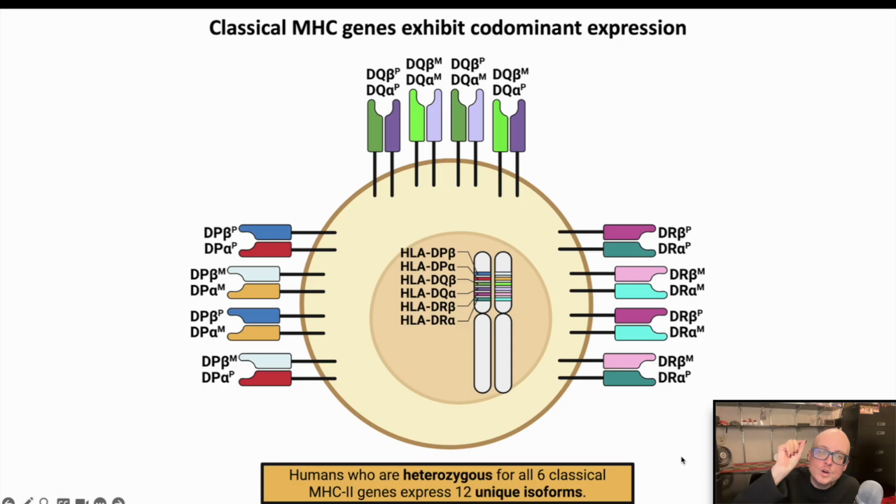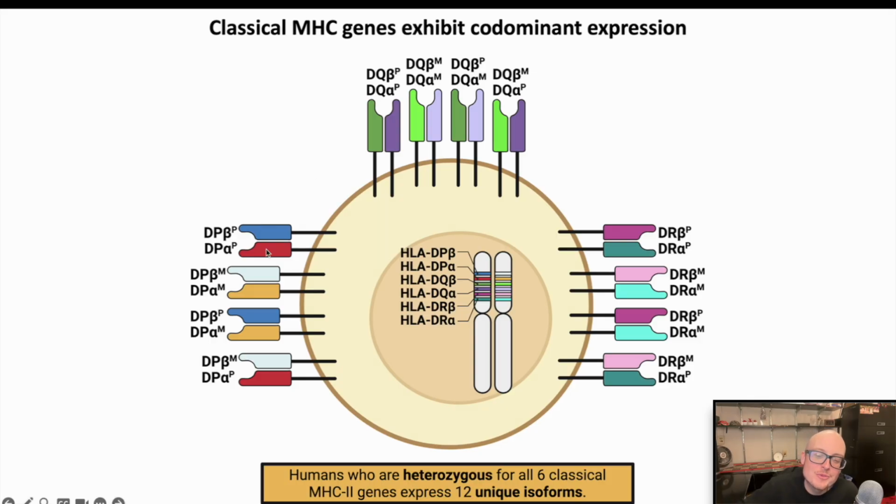And it just so happens that these 12 alleles also result in 12 unique isoforms of MHC class 2. Although it's not that one allele equals one isoform. There's a slightly more complicated thing going on here, which I would like to unpack. Remember that MHC class 2 requires dimerization of an alpha and a beta chain. So if we focus on the DP isotype here, what I want to point out to you is that alpha and beta chains can be formed using the chains that come from either the paternal and or the maternal chromosome.